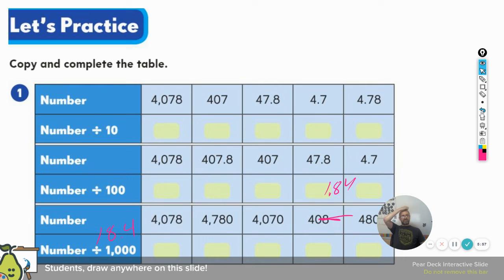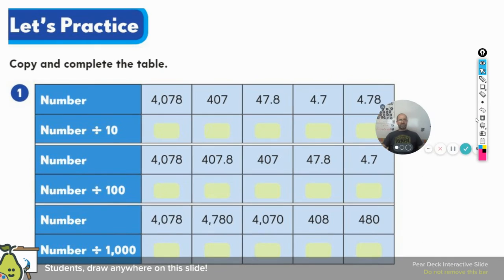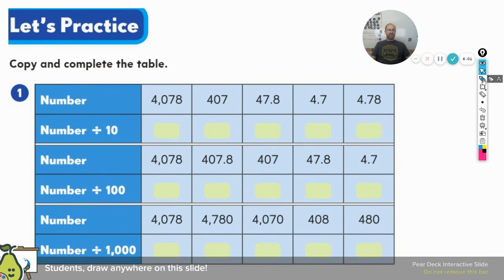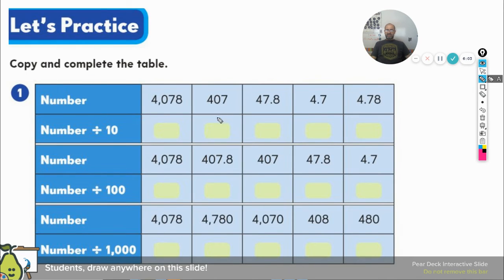Copy and complete the table. I will erase you. Well, you can start while I move my head out of the way. Ready? Set. Go.